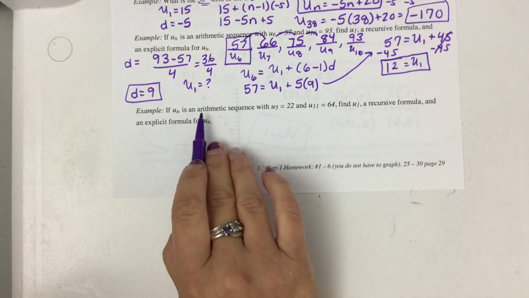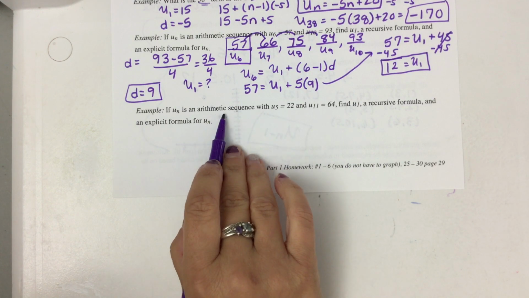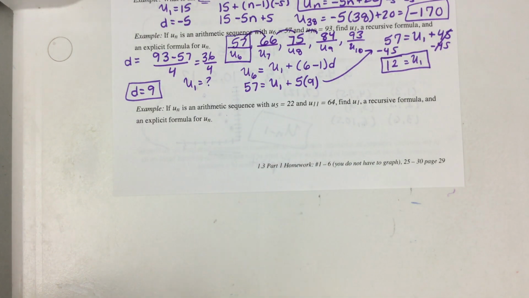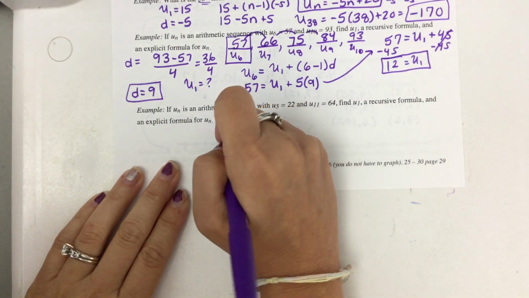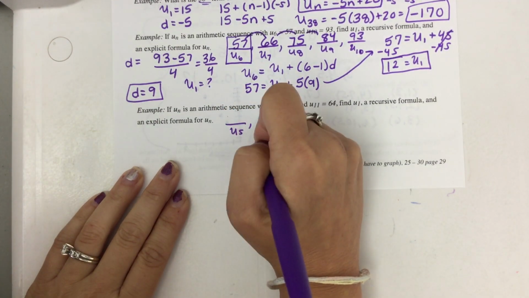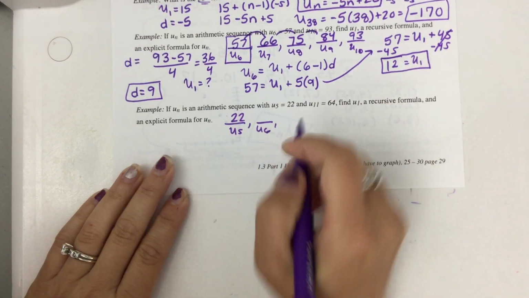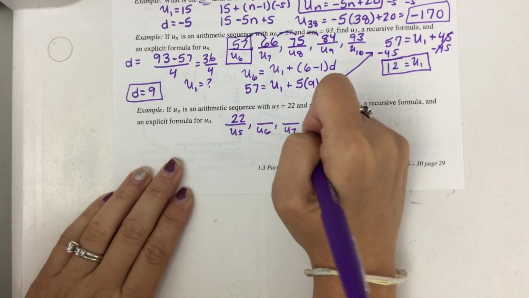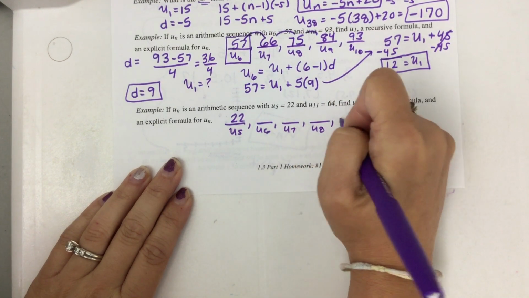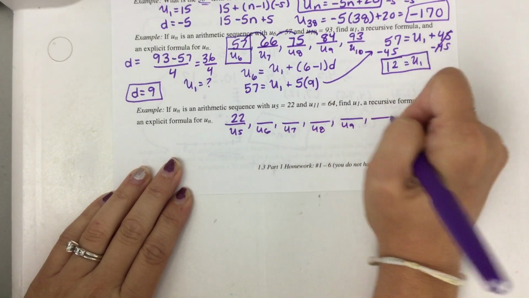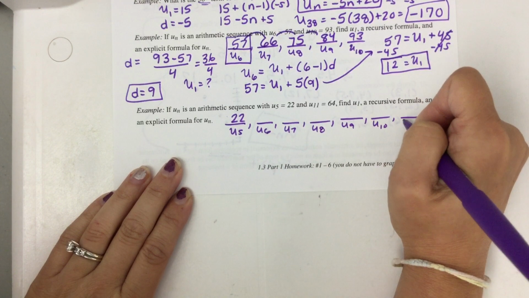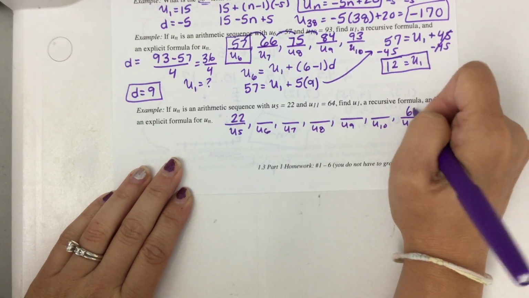If u sub n is arithmetic, so they're telling you to get from one term to the next, you are adding or subtracting the same value, okay? We know the fifth term, not the sixth. The fifth term is 22. And we know the 11th term. We do not know the 7th. We do not know the 8th. We do not know the 9th, the 10th. But hey, check this out. We know the 11th is 64.